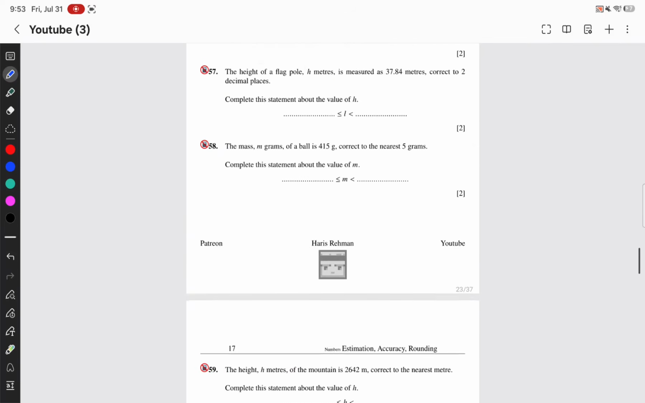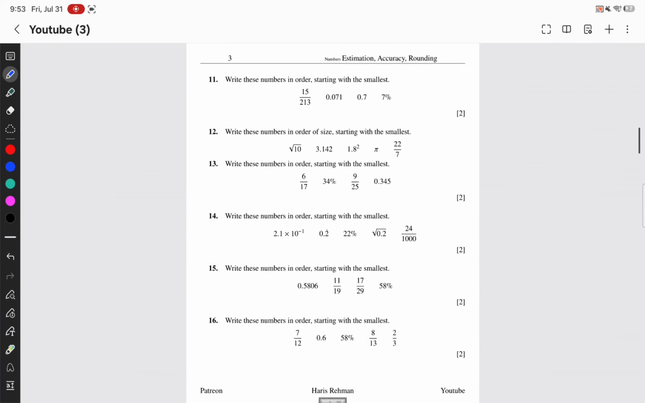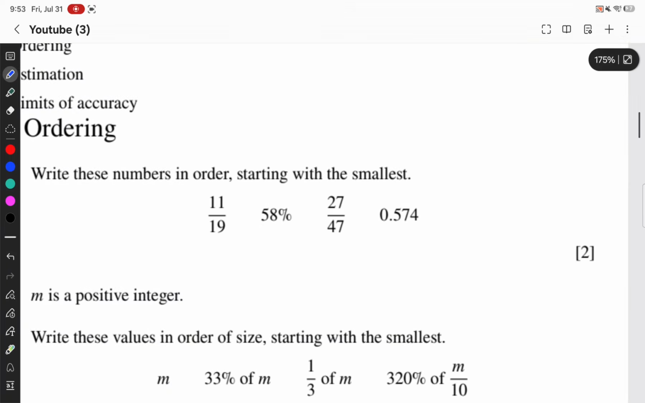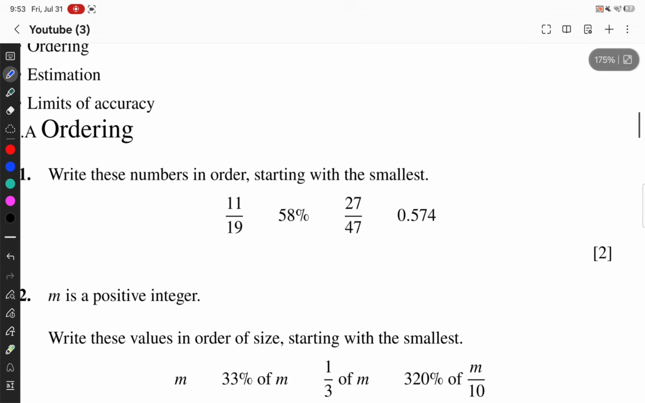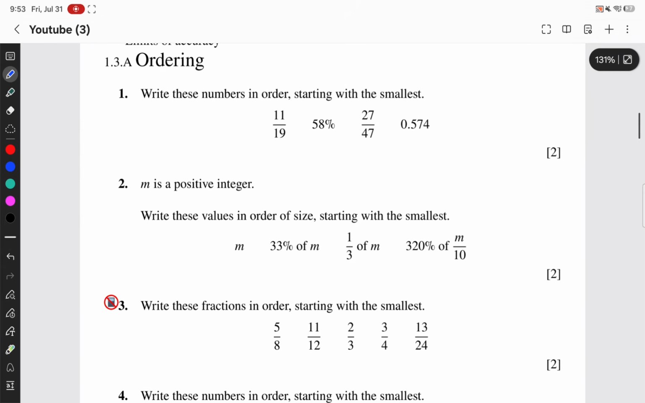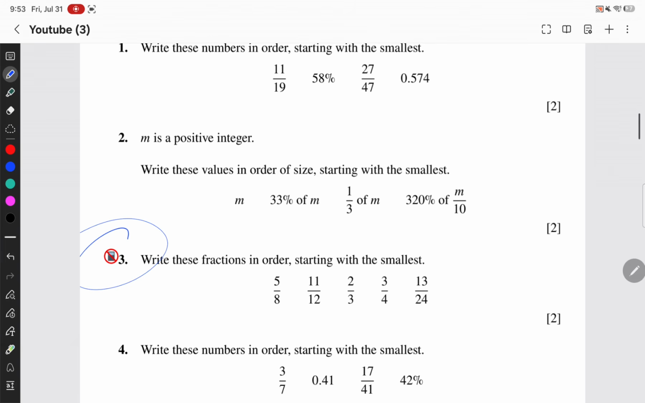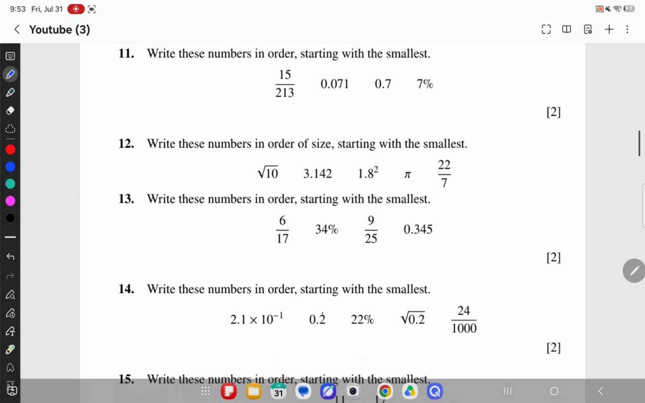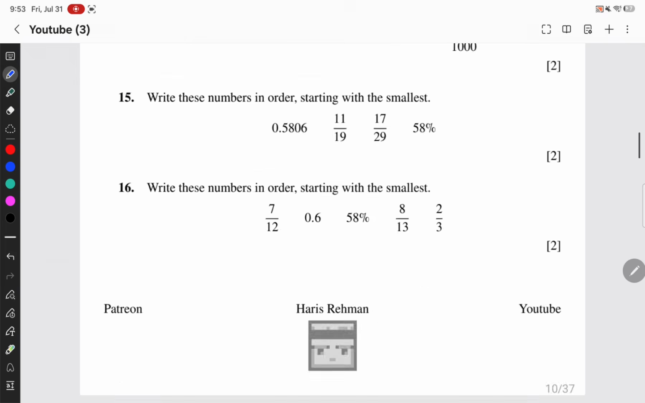Let's start doing them. Write these numbers in order starting with the smallest. Now, when I was finding questions for this chapter, all of them required a calculator. Basically all of them. Even the ones I marked non-calculator still need a calculator. Yeah, that's a scam.